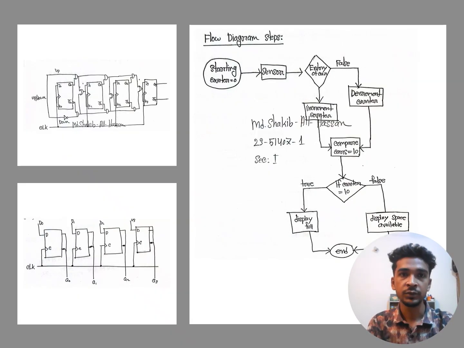Now we use an up-down counter. An up-down counter is used to count the number of cars in the parking area by increasing or decreasing its count based on vehicle movement. When a car enters the parking area, the counter operates in up mode and increments the count by 1. When a car exits, the counter switches to down mode and decrements the count by 1. This allows the system to always maintain the correct number of cars inside the parking area.